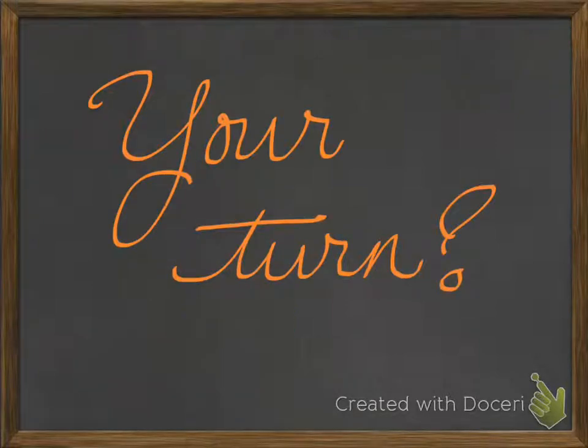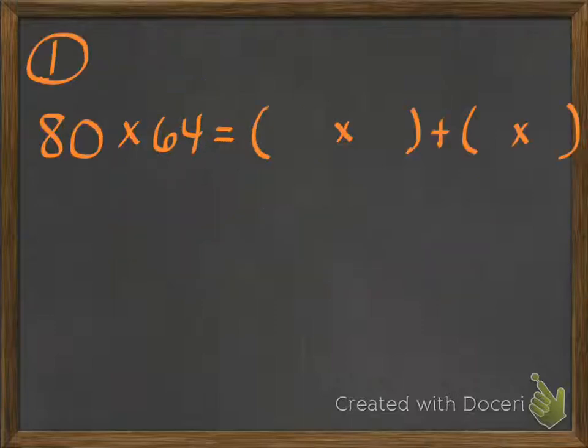Okay, it's time for you to do a few completely on your own, and then I will show you the solution at the end. Here we go, number 1, 80 times 64. Which number are you going to break down?